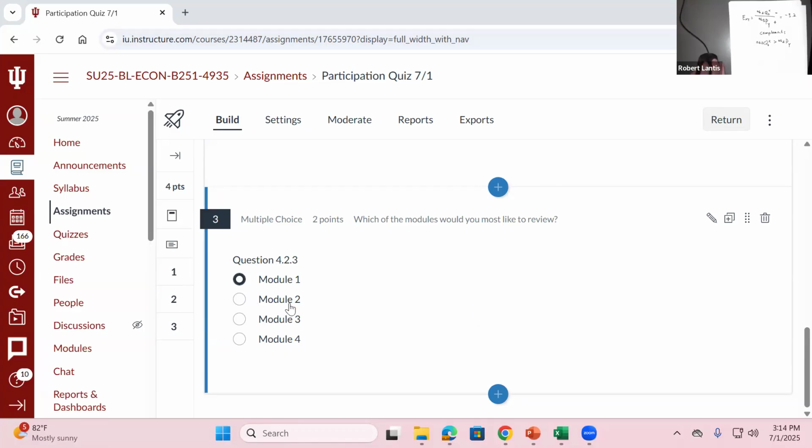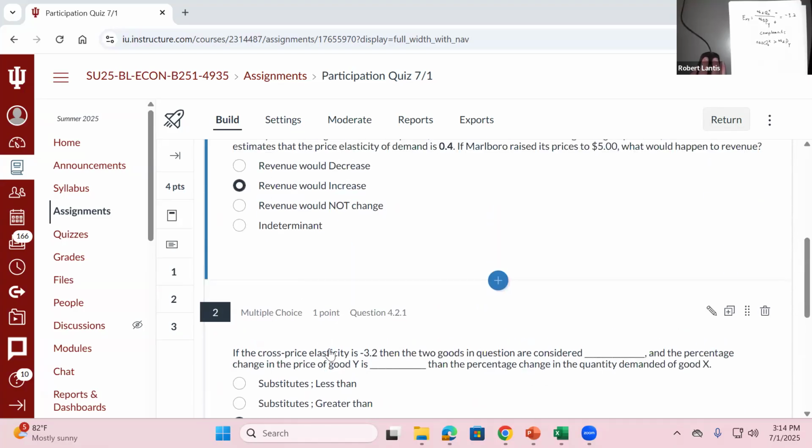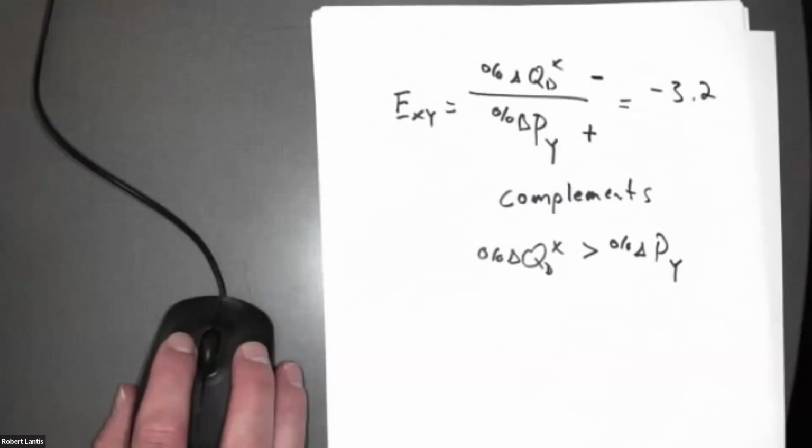So no correct answer to question 3. As long as you respond, you'll get the full 2 points. And then each one you get correct here, you'll get a point. So if you get these wrong, you'd still get 2 out of 4 or half credit. If you get these right, then you'll get full credit for the class participation quiz. All right.